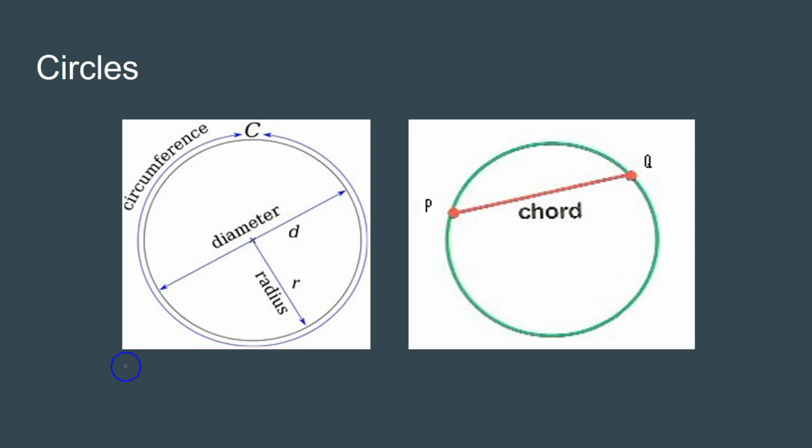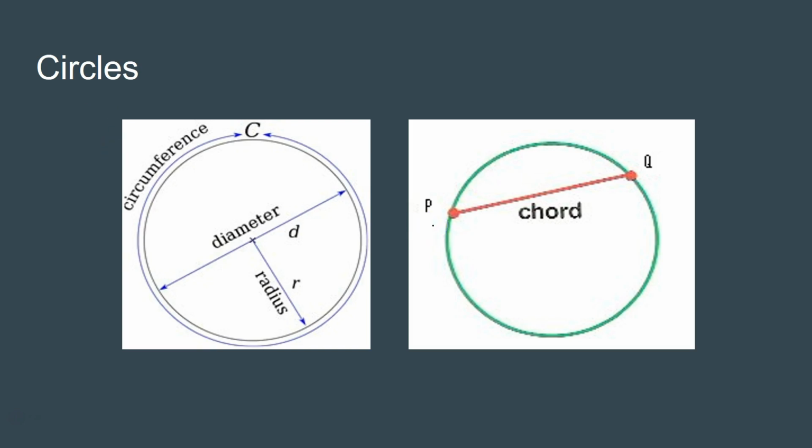The first thing we're going to go over is circumference. Circumference is the distance around a circle. It can also be thought of as the perimeter of the circle. Okay, so the distance all the way around it.